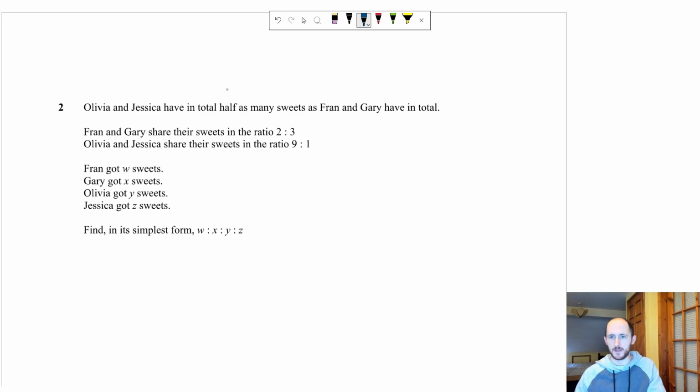So Olivia and Jessica have in total half as many sweets as Fran and Gary have in total. Fran and Gary share their sweets in the ratio of 2:3. Olivia and Jessica share their sweets in the ratio of 9:1. Then it gives you this, like W, X, Y, and so on. Basically, they're asking you to combine this ratio.